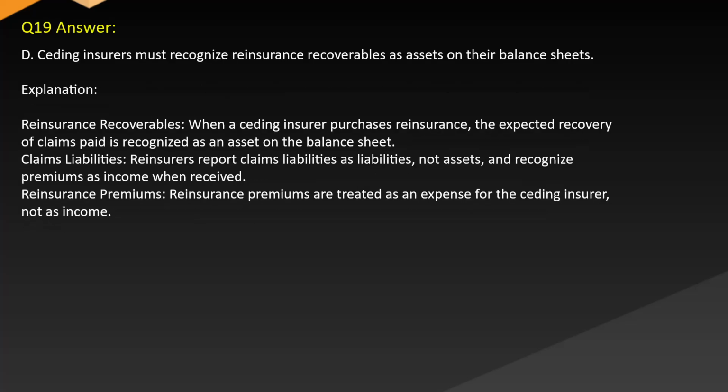Answer: D. Ceding insurers must recognize reinsurance recoverables as assets on their balance sheets. Explanation. Reinsurance recoverables: when a ceding insurer purchases reinsurance, the expected recovery of claims paid is recognized as an asset on the balance sheet. Claims liabilities: reinsurers report claims liabilities as liabilities, not assets, and recognize premiums as income when received. Reinsurance premiums: premiums are treated as an expense for the ceding insurer, not as income.